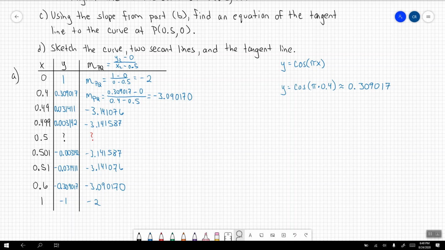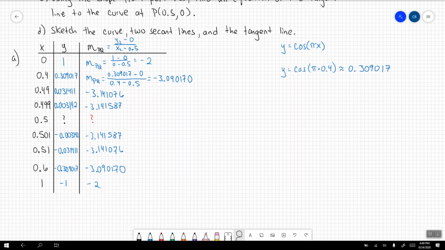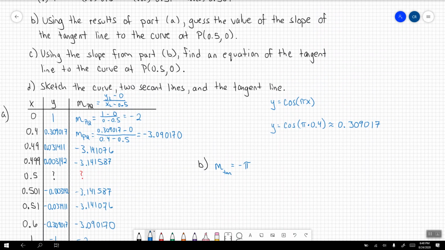Now, this is what we're estimating. We're going to make a guess that part B, the value that it's approaching, is going to be negative pi. So I'm going to write here that we estimate that the slope of the tangent line is going to be negative pi. Okay, great. So that's what we're guessing to be.